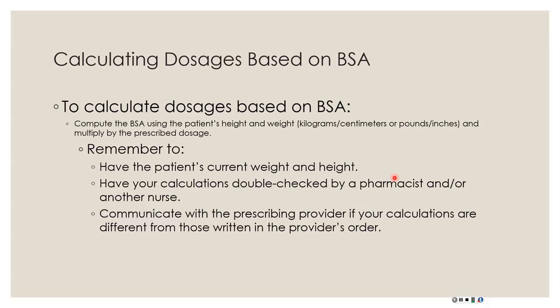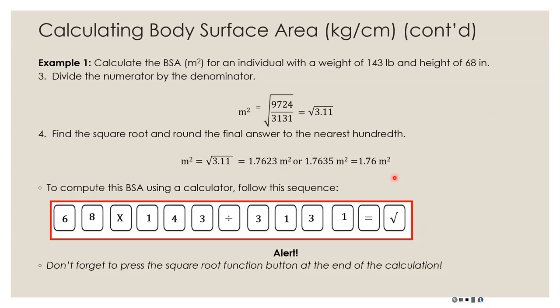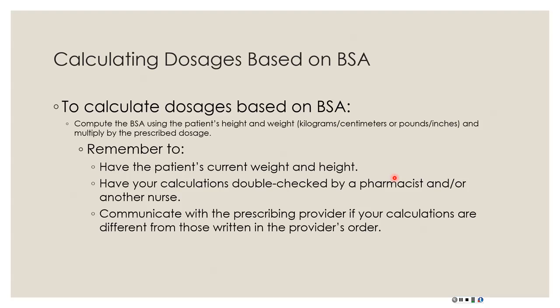Again, this is how I put it in my calculator if that is an area that may confuse you. 68 times 143 divided by 3131 equals, and then I just push that square root button. So we're going to do some calculations to figure out how we can identify a dosage based on the body surface area.